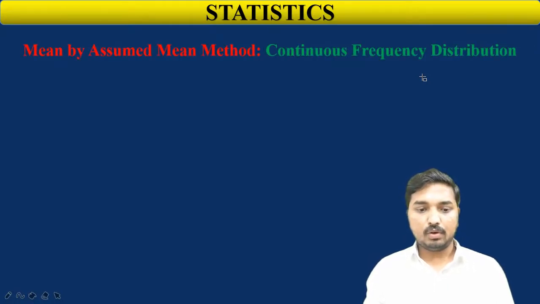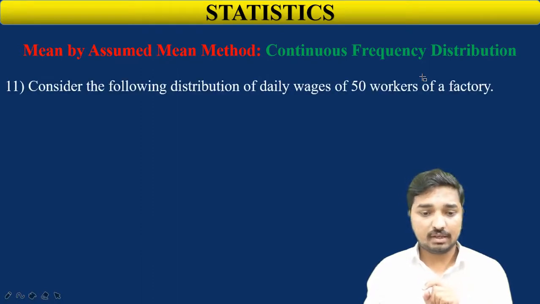So now I will move on to the next type of problem. It is the mean by assumed mean method. I'm going to calculate a mean by the assumed mean method here, and it is a continuous frequency distribution, same thing. This is question number 11.